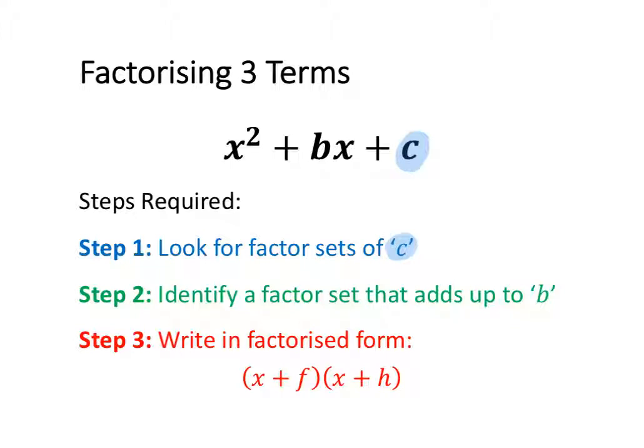Once we have those factor sets, the second step is to look for which of those factor sets add up to term B. The term B is our term in front of the x. Once I've identified which factor set adds up to our term B, the third step is to write in factorized form using those two numbers from the factor set identified in step 2. So let's have a look at a couple of examples.